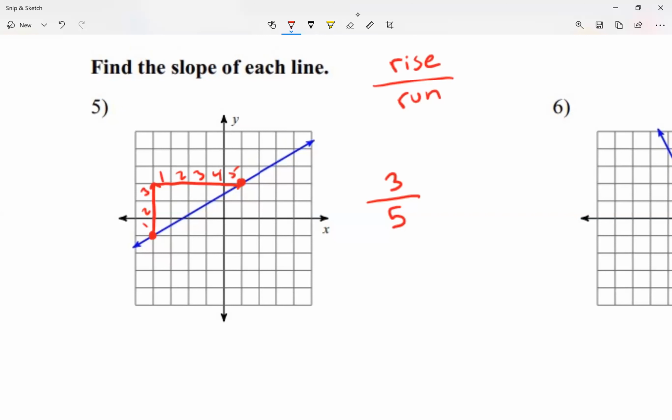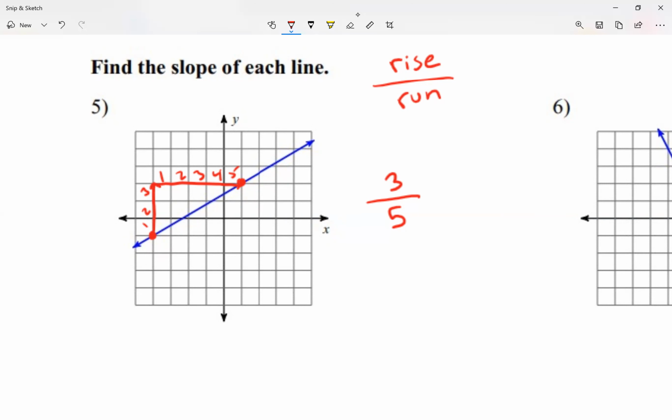And what I mean by simplify is divide both numbers by the same value. So dividing by 2, dividing by 3, dividing by a value that makes my number smaller. Right? I'm going to avoid decimals. But if I can make my number smaller, then I would simplify.